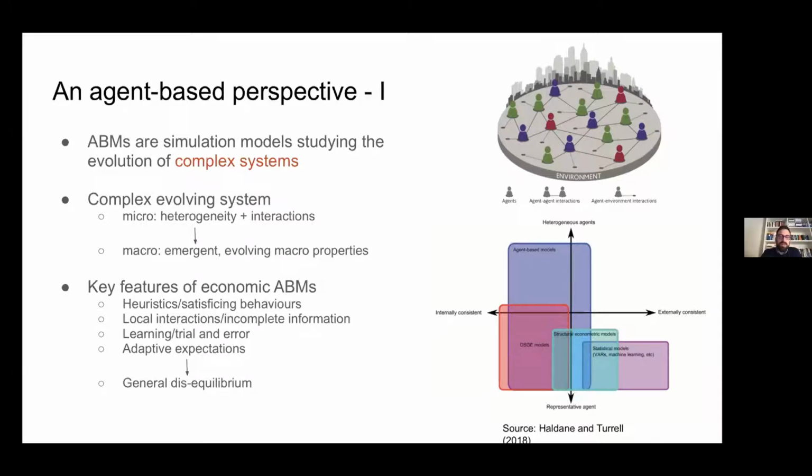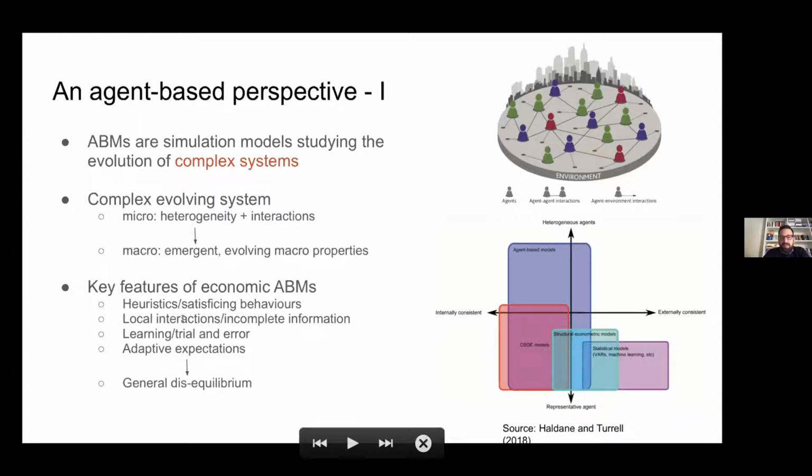So changing the behavior of agents requires time. And there is plenty of empirical evidence that in many, many situations, this is the case. Plus, you have local interactions and incomplete information. So in our markets, you have asymmetric information, and you have processes of learning, exactly modeled in the way that we were describing. Agents learn through trial and error, and they evolutionarily select the strategies that provide a higher payoff. And expectations in this context are usually adaptive.